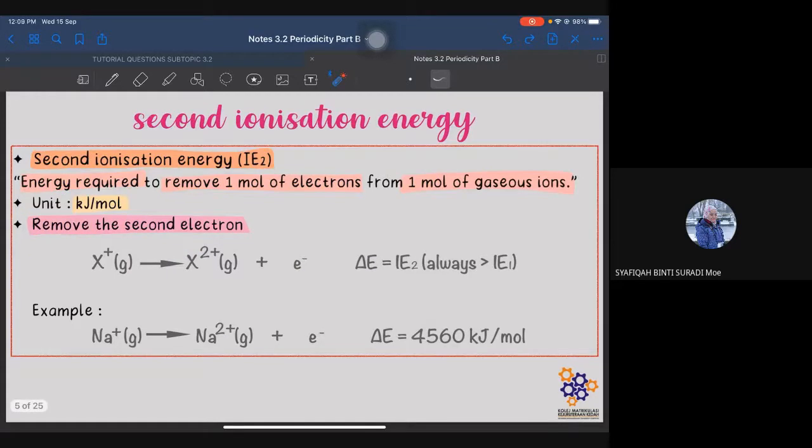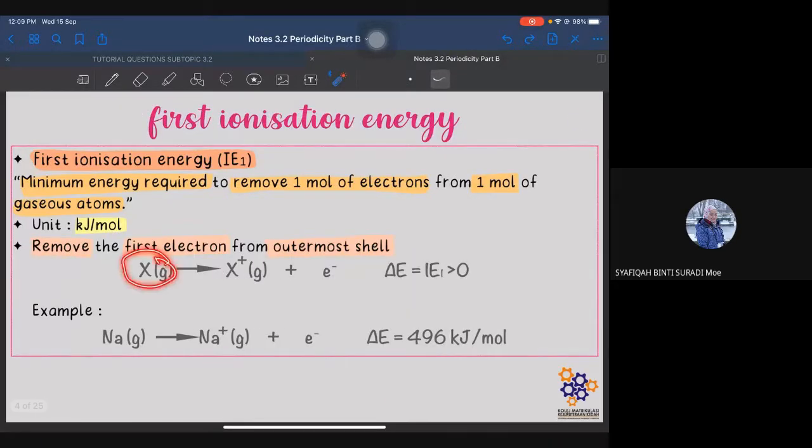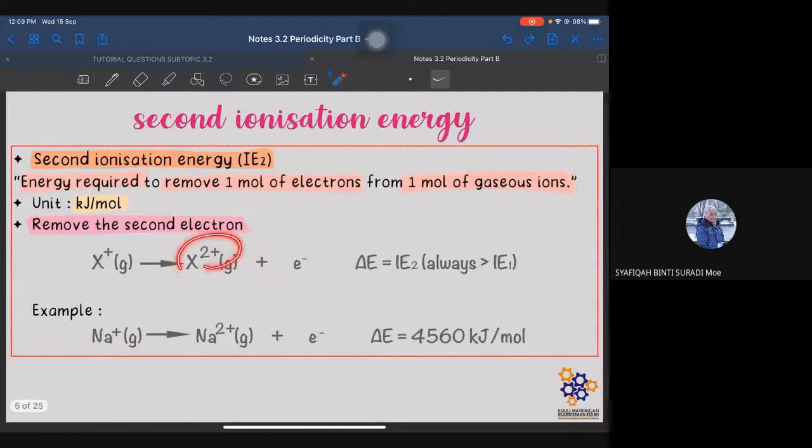So second IE, second ionization energy. So it is the energy required to remove 1 mole of electrons from 1 mole of gases ion. So sekarang dah tukar jadi gases ion lah. Okay, because kita remove the second electron. So remove the second electron daripada ion yang tadi mula-mula kita dah remove electron tadi. So tadi kita dah remove 1 mole of electron daripada gases atom to form this gases ion. Okay, now kita nak remove lagi electron daripada this gases ion. Okay, untuk form X2 plus ion pula. Okay, so delta E dia adalah IE2, second IE.